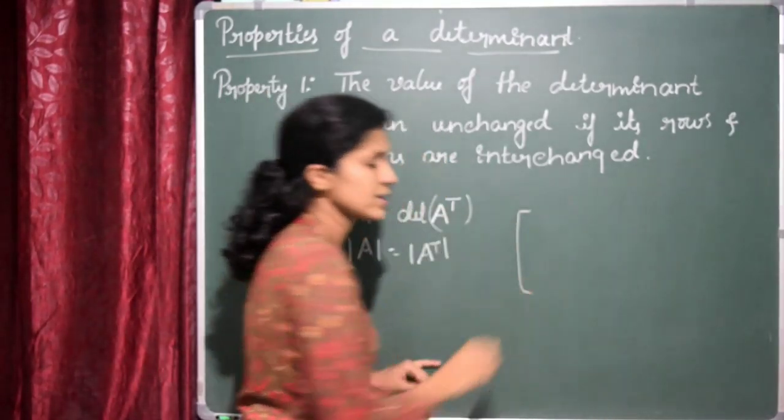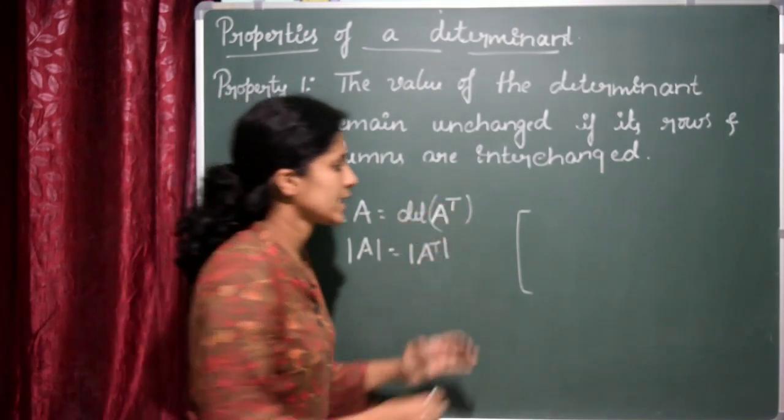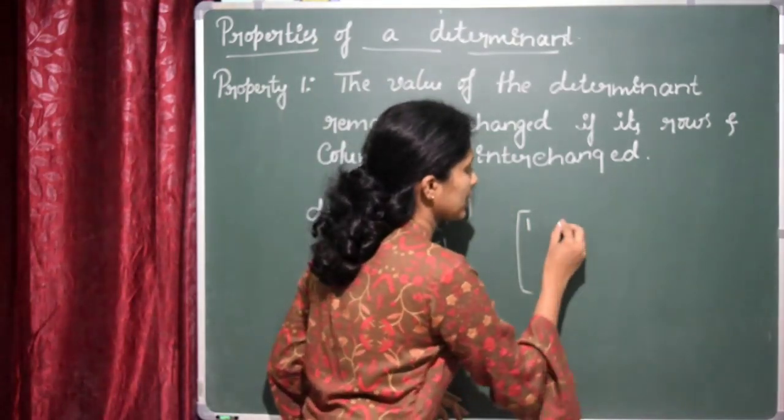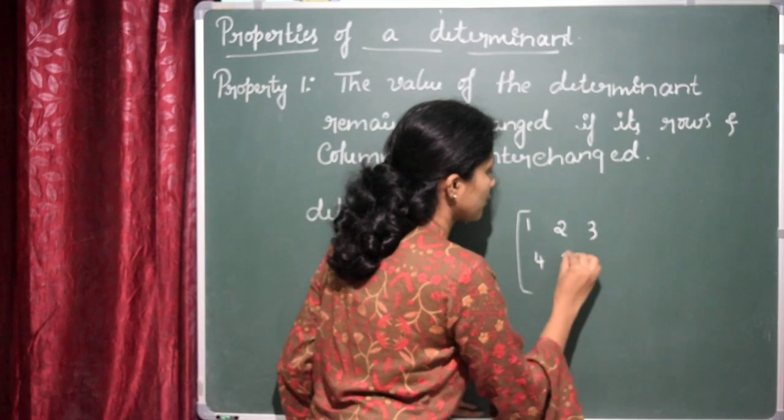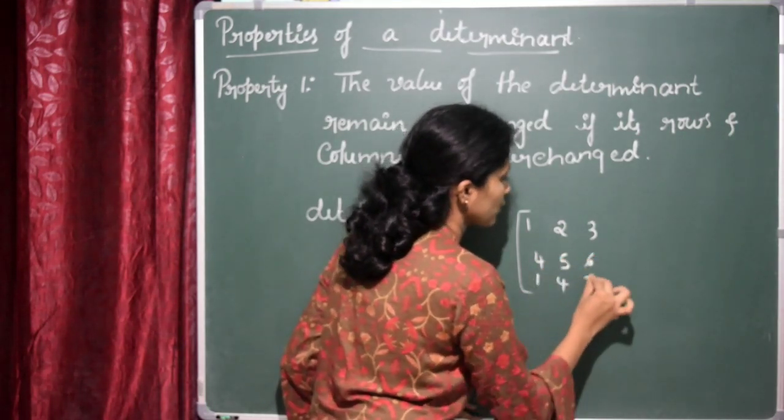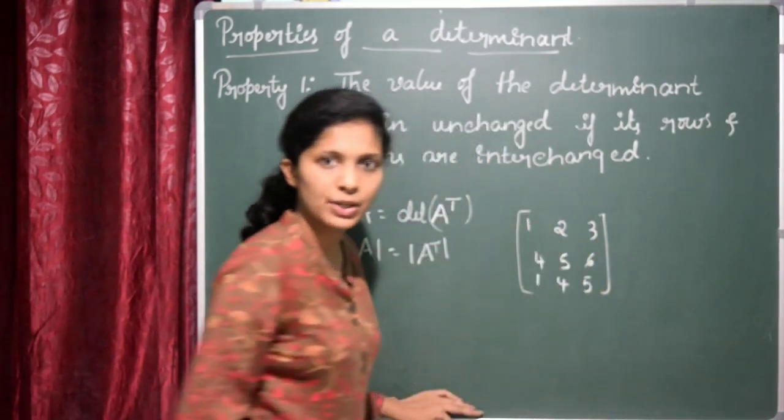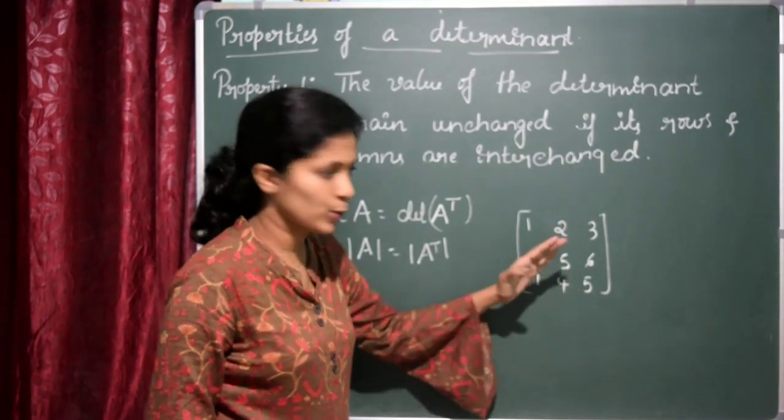Consider one square matrix. This is true for all orders, but here we will consider a 3 by 3 matrix. 1, 2, 3, 4, 5, 6, 1, 5, 4, 5. This is the one matrix. Find the determinant of this matrix. You know this, right? How to find it.